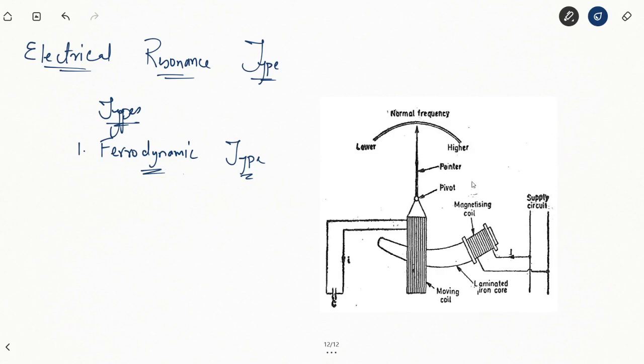So you have the fixed coil here. It's also known as the magnetizing coil. So it's connected to the supply, across which the voltage will be applied, whose frequency actually we are trying to measure. So this coil is wound around a laminated iron core, and we have a moving coil system that is pivoted alongside the pointer, and also attached with this moving coil is actually a parallel capacitor.